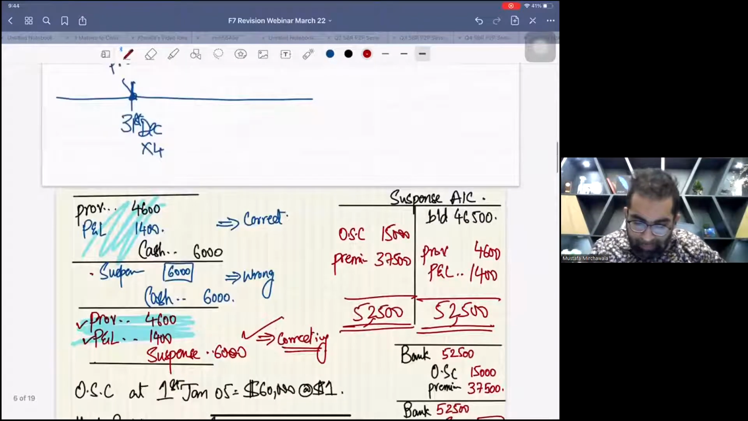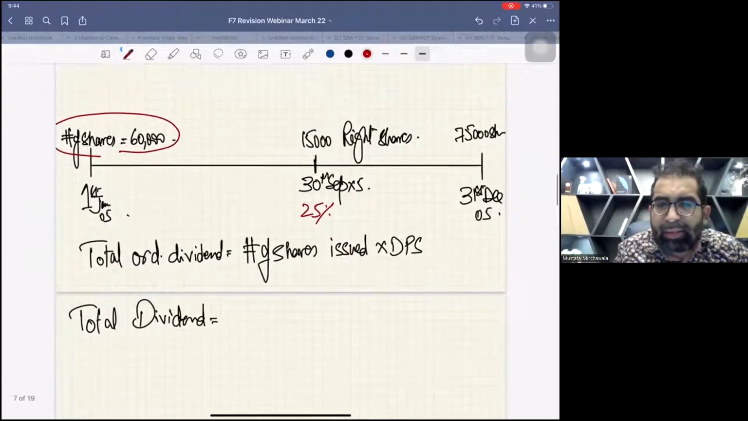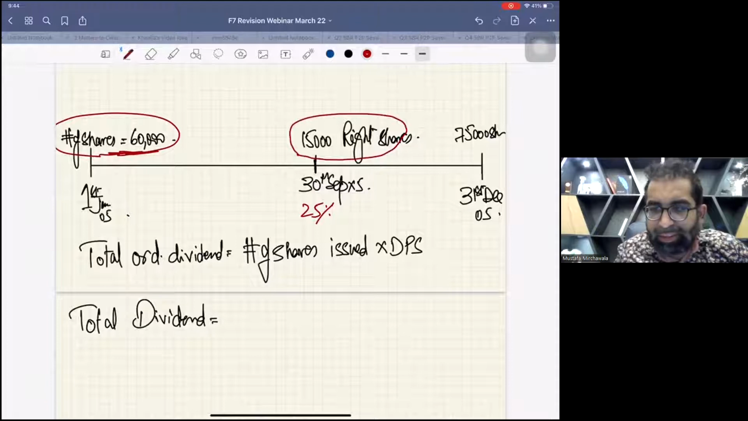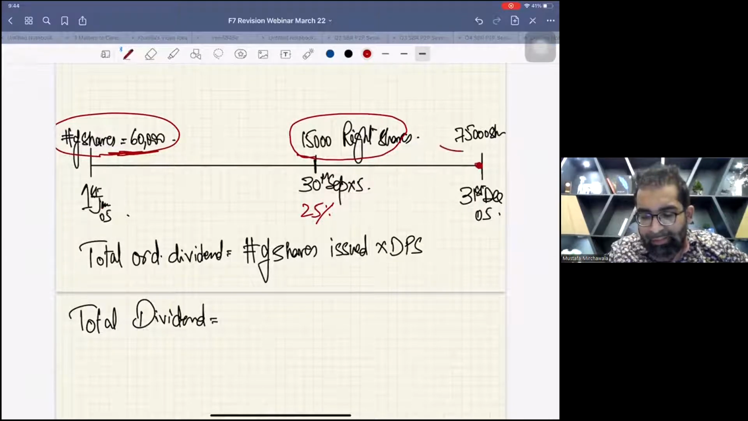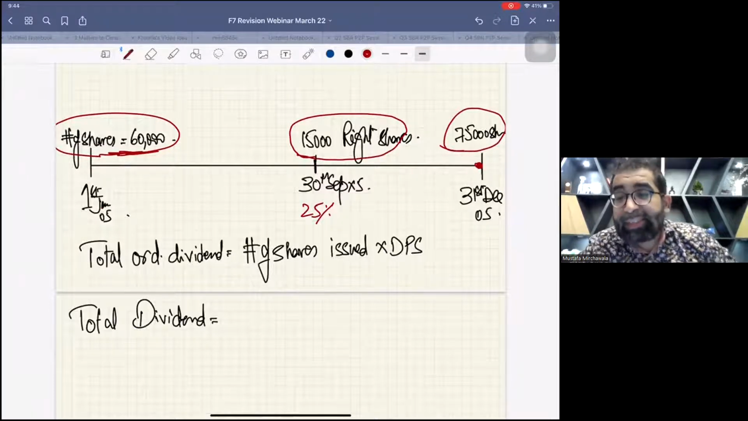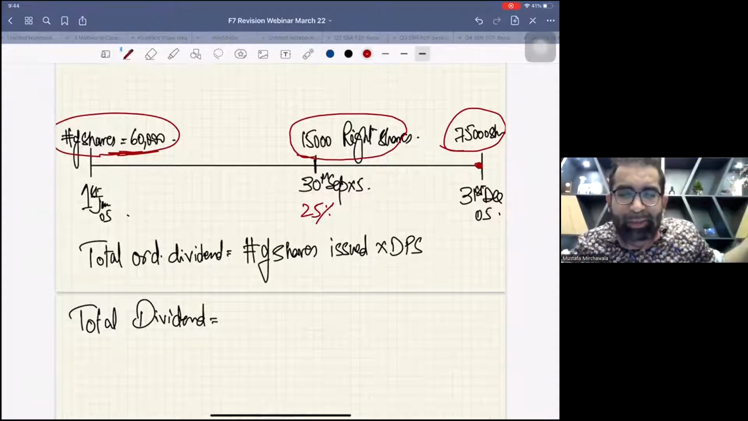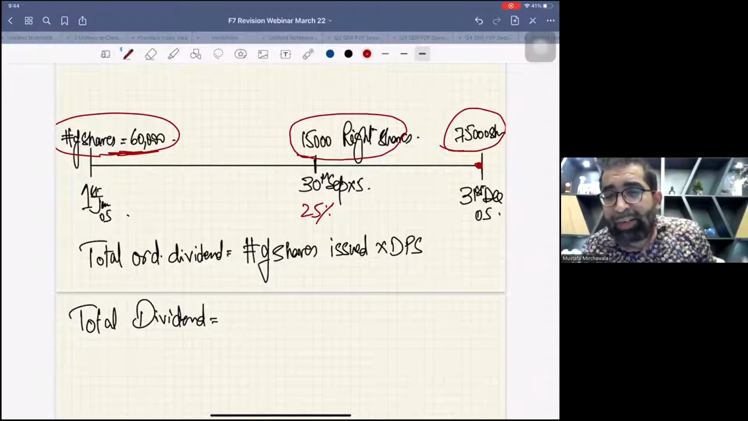Easy thing for you. See, at the beginning of the year, how many shares were there? 60,000 shares. See the screen. And then on 30th September X5, we issued 15,000 more shares, right shares. So by the last day of the year end, we had 75,000 shares. And it was written in the question that we gave dividend to all shareholders on 31st December X5. So that means all 75,000 shares.